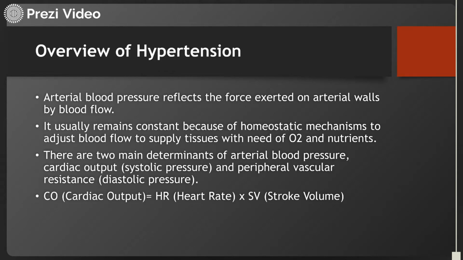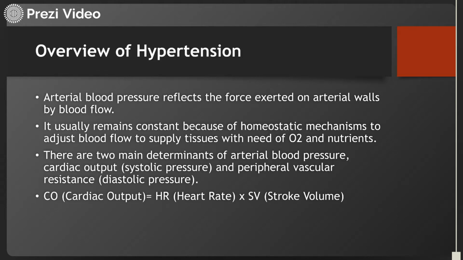And of course, the main player in this is the homeostatic mechanisms, right? It will adjust the blood vessel to either narrow down or dilate, so hopefully the blood flow can go through with no problems. And you also know that in order for us to be alive and have good health, the blood tissues need to be supplied with the oxygen and nutrients necessary. There are two main determinants of the arterial blood pressure. One is the cardiac output, which is our systolic pressure, and the peripheral vascular resistance, which is our diastolic pressure.